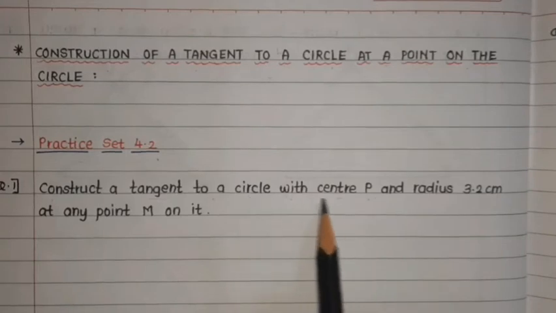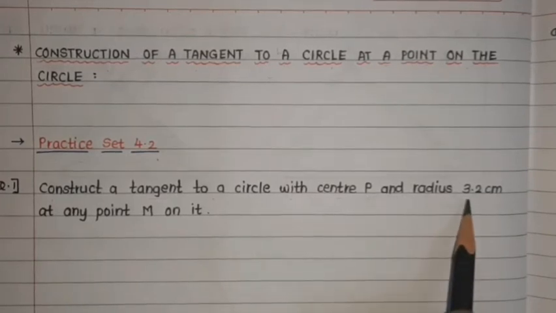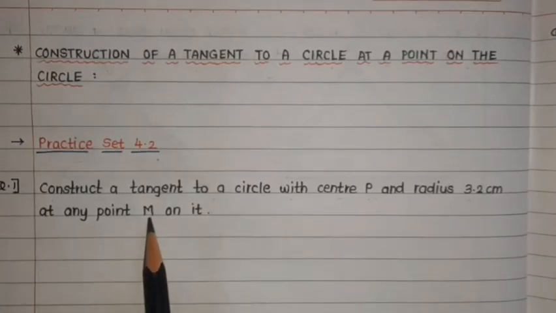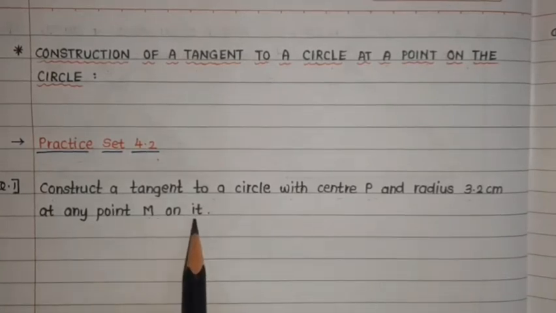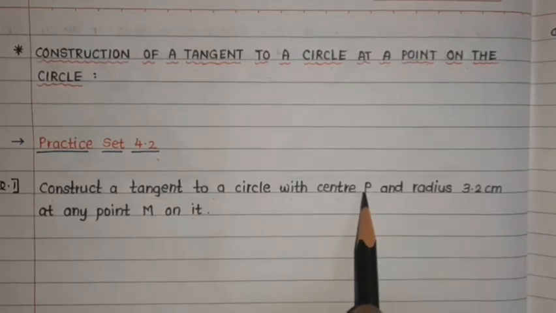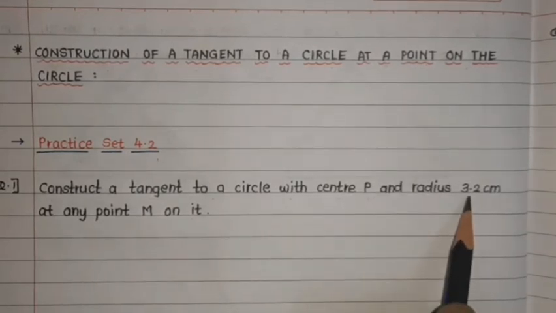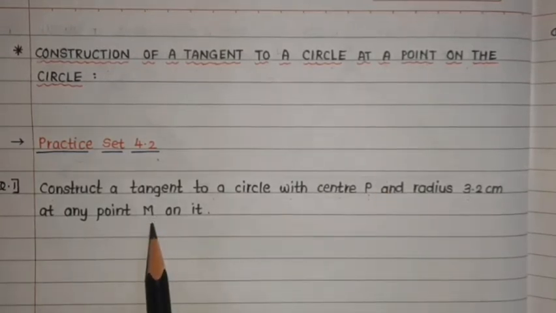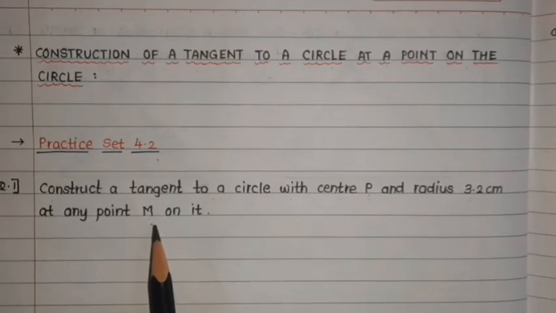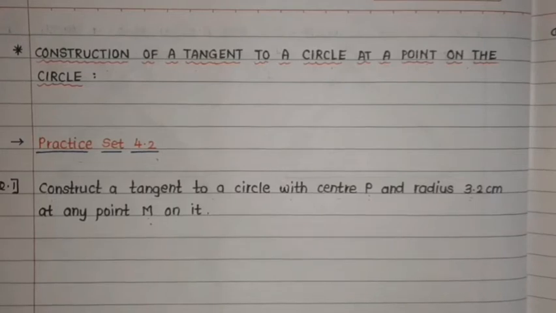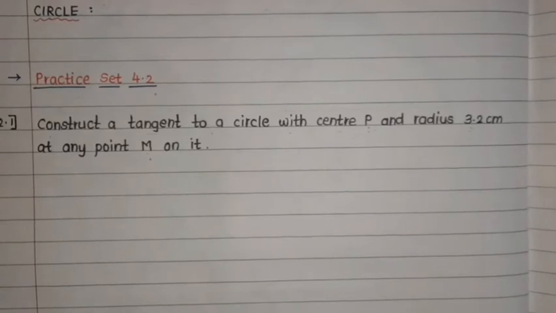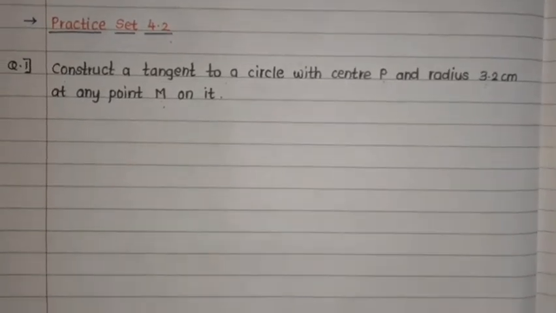The center of the circle is P and the radius of the circle is 3.2 centimeter, at any point M on it. That means there is a circle with radius 3.2 centimeter and center P. On that circle there is a point M, and passing through that point M we have to construct a tangent. It is a very simple construction. First of all we have to draw the analytical figure, or we say a rough figure.